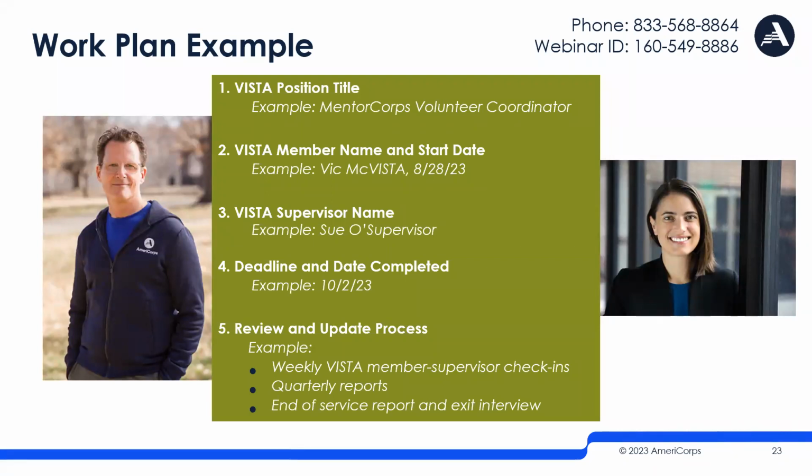And the example that you're seeing is the 5th part of the work plan component, the review and update process for the work plan itself. So this part is pretty extensive. Number 5 on screen right now is pretty extensive. You can see Vic and Sue are planning to use this work plan and talk about it at weekly member supervisor check-ins. Vic is also going to use his work plan to create quarterly written reports throughout his year. And then Vic and Sue are going to use the work plan as part of an end of year written report as well as exit interview. So that's a lot. In this example, the review and update process is a lot.